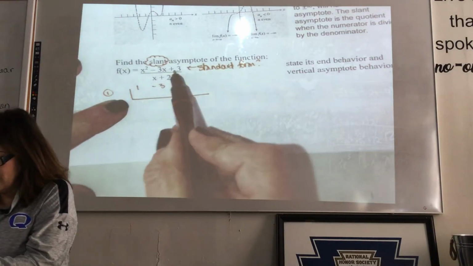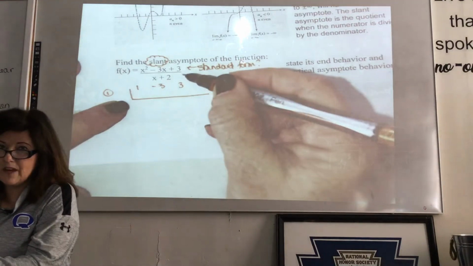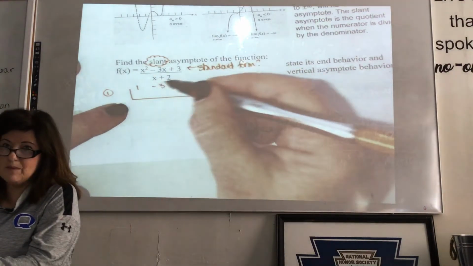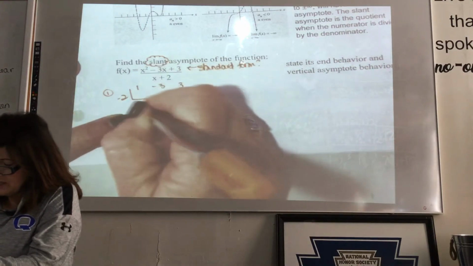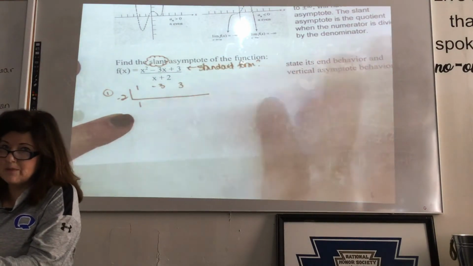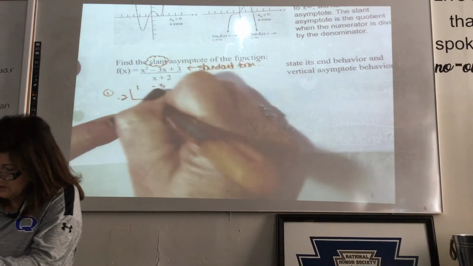So I've got my numerator in standard form, and now I'm going to divide, because that's what the fraction bar means. And if I've got x plus 2, what am I going to divide by? -2. You got it. Bring down my 1. Remember, it's mama. Multiply, add, multiply, add, multiply, add. -2 times 1, -2.